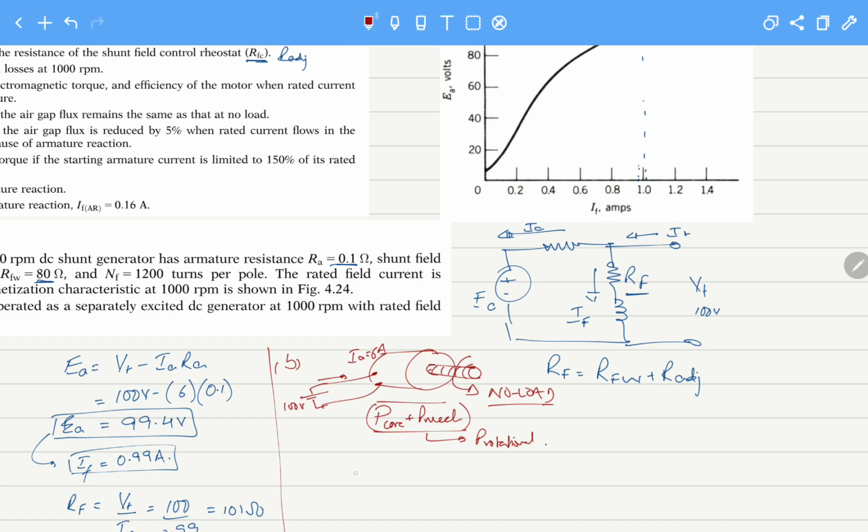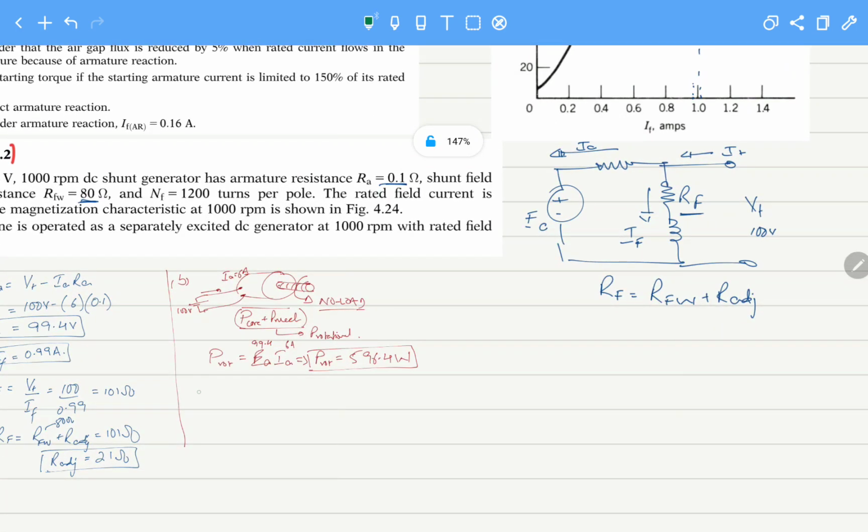So we can see that the no load rotational losses will equal EA IA, the product of the voltage induced in the machine and the armature current. EA we have calculated as 99.4, and IA equals 6 amperes. So P rotational for this machine equals 596.4 watts.